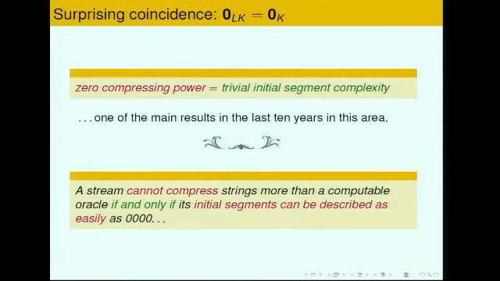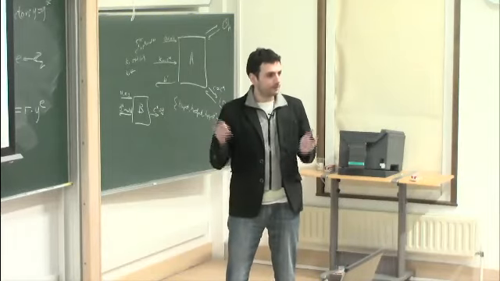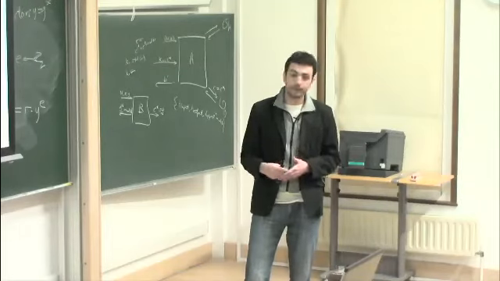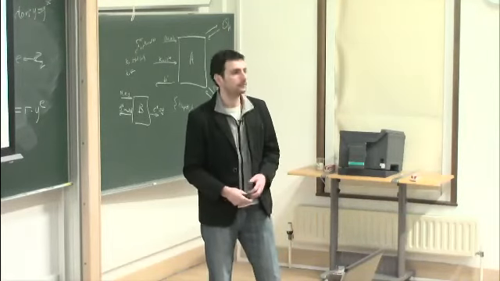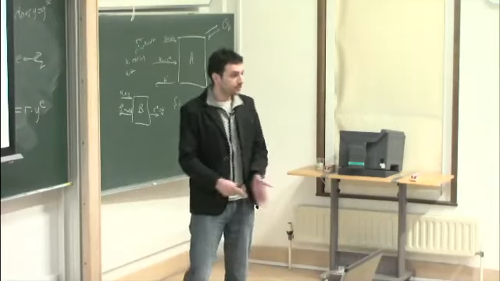So one of the main results in this area, around 2003, by Andre Nies was the following: that zero compressing power is equivalent to trivial initial segment complexity. So an infinite binary string is K-trivial, as I defined it before, has trivial initial segment complexity, if and only if it's useless as an oracle for compressing programs. So it's as good as a computable oracle, as a machine without an oracle.